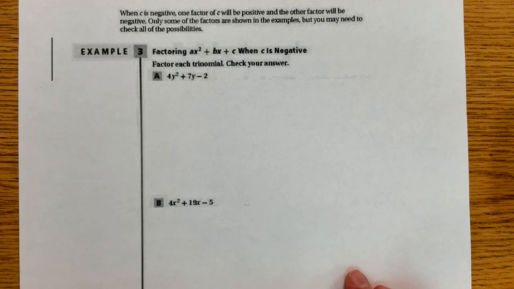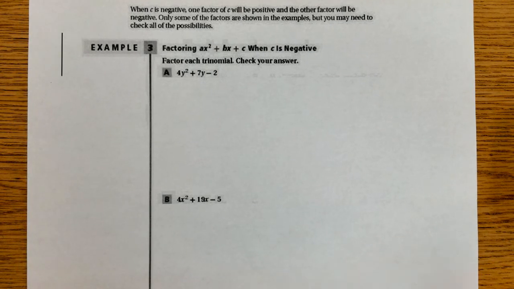For example 3, we are going to have the C term negative. So when C is negative, one factor of C will be positive, the other will be negative. So only some factors are shown in the examples, but you may need to check all the possibilities. So if you look in your book, you'll see you only test some of them. And we're going to do the same. We're not going to test every single one. You'll kind of see a pattern and be able to see what direction you want to go with guess and check with your factors.